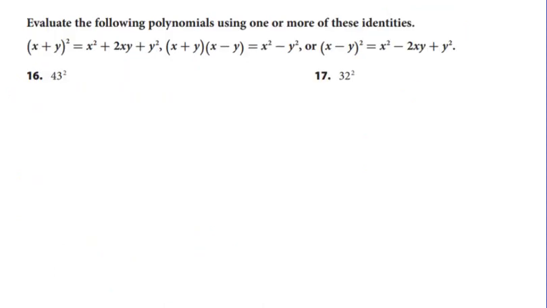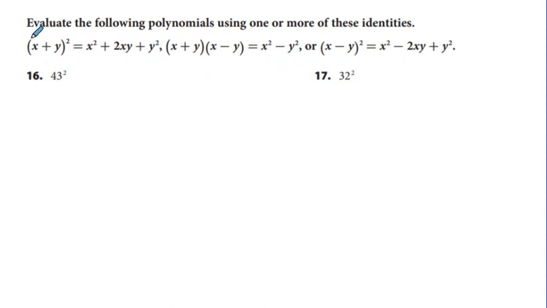Next set of problems: evaluate the following polynomials using one or more of these identities. And so there's going to be problems 16, 17, 18, 19, 20, and 21. And keeping with tradition, I'm going to work out the odd problems. And I think that they coincidentally are going to be able to use each of these identities. So here we have problem 17, which is 32 squared.